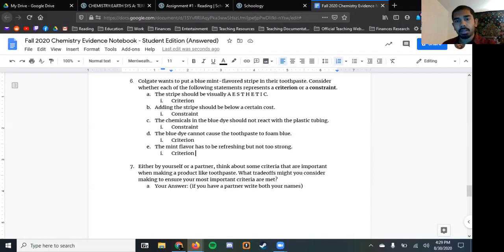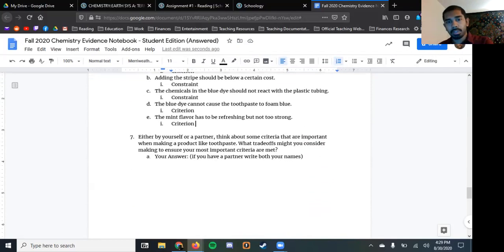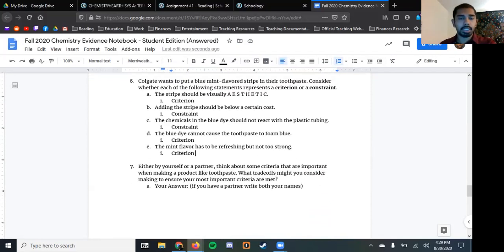Either by yourself or a partner, think about some criteria that are important to you when making a product like toothpaste. What trade-offs might you consider making to ensure your most important criteria are met? Now, for this question, I don't really mind if you go back and pick any of the other times you've set up criteria and constraints. For this case, though, we already have several criteria for our toothpaste, so let's look. The stripe should be appealing, it should not foam blue, and the mint needs to be strong or refreshing.